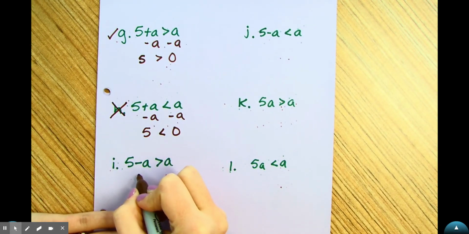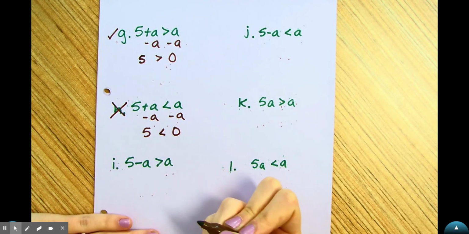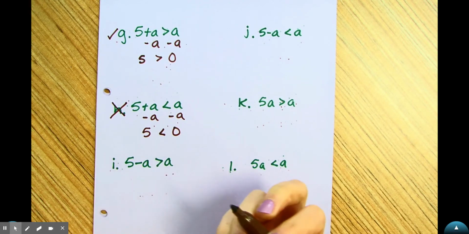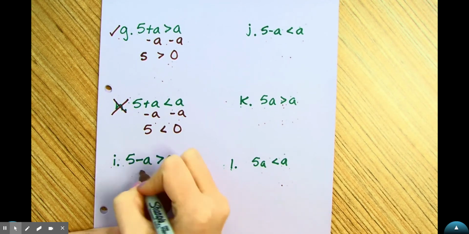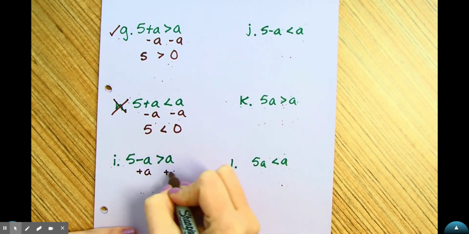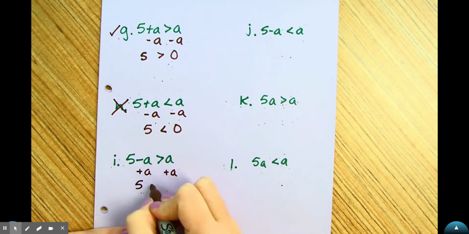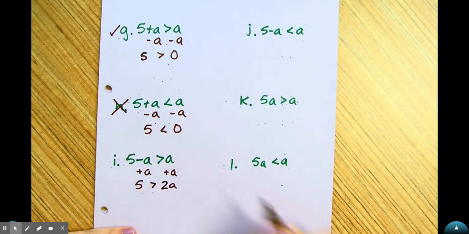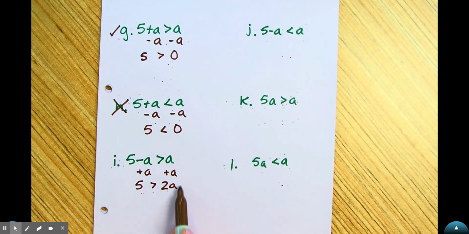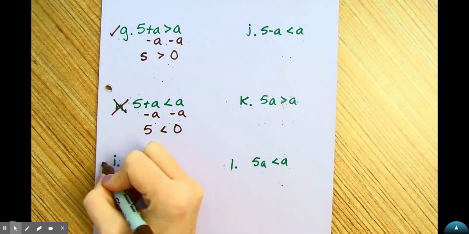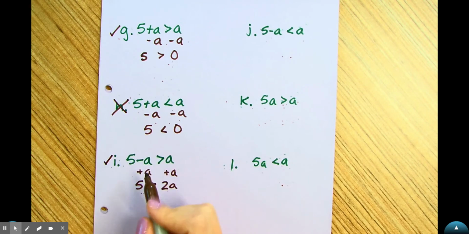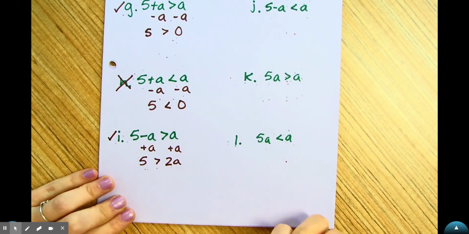Okay, so we can treat this like an equation for this one as well, or we can just plug some numbers in. I'm going to show you both ways. Is 5 bigger than 2a? Well, if a is a negative, maybe like -1, this would become -2. Is 5 bigger than -2? Yes.